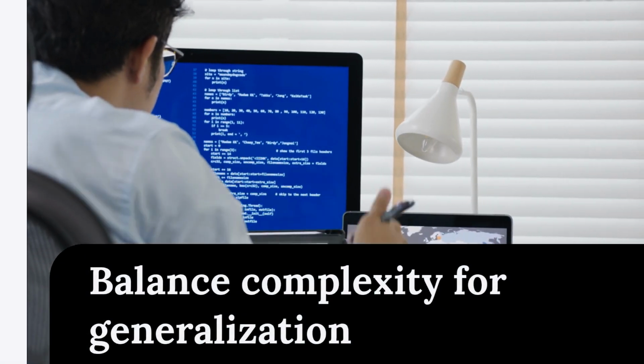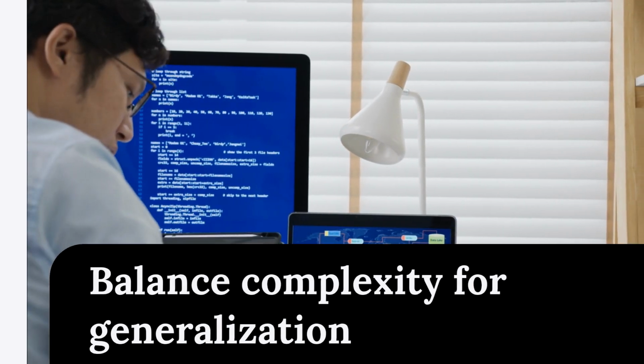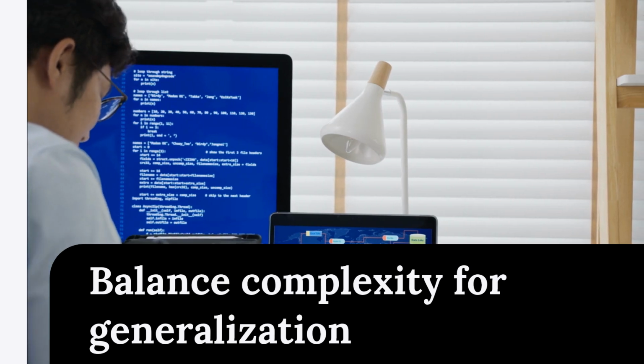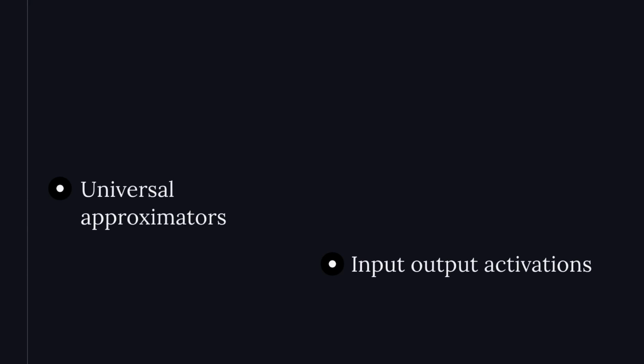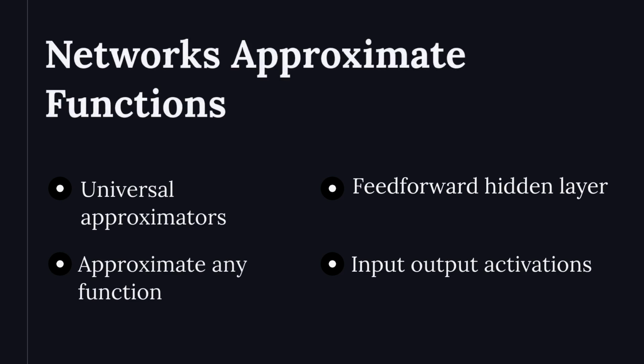Regularization methods, such as L1 and L2 penalties, along with dropout and cross-validation, help balance complexity and generalization. A central theory is that neural networks are universal function approximators. A feed-forward network with at least one hidden layer and enough neurons can approximate any continuous function on a closed and bounded subset. Core components are the input layer, hidden layers, output layer, and nonlinear activation functions.